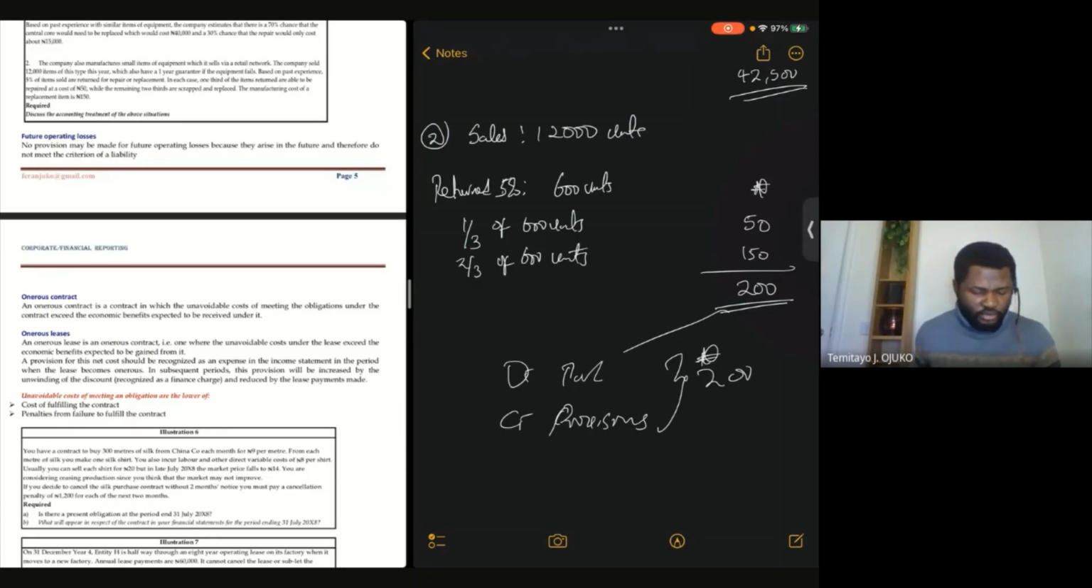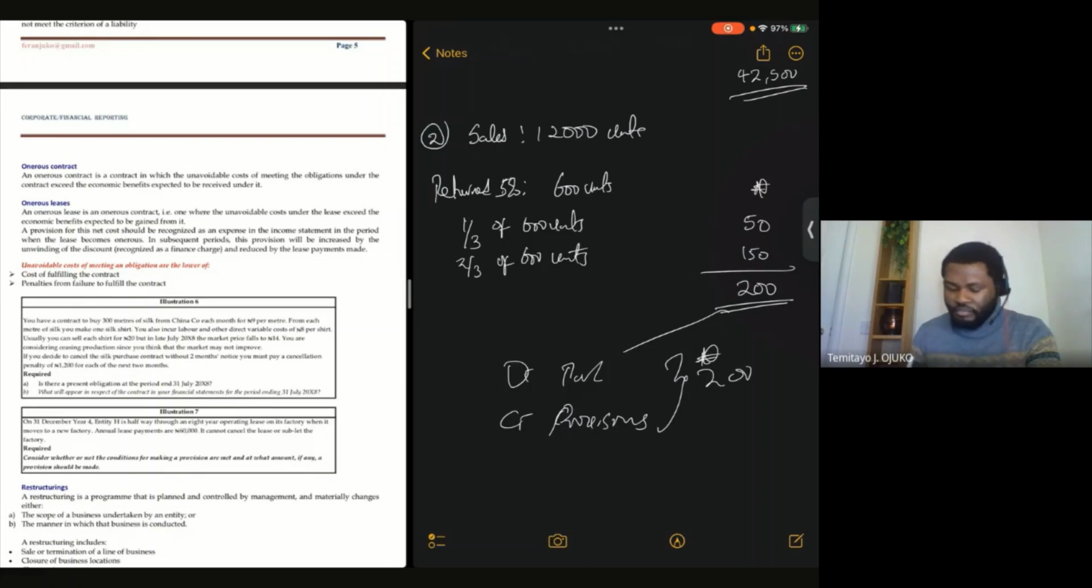Okay, so let's look at some other part of the note. Future operating losses. Should there be a provision for future operating losses? No, there shouldn't be a provision. No provision should be made for future operating losses because there are no liabilities. They arise in the future and therefore do not meet the criterion of a liability. So there's no point making a provision for future operating losses. Doesn't make any sense. Now, the next thing to look at is onerous contract.